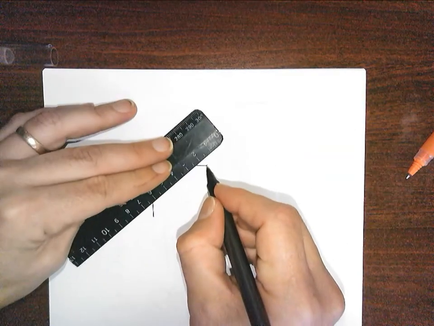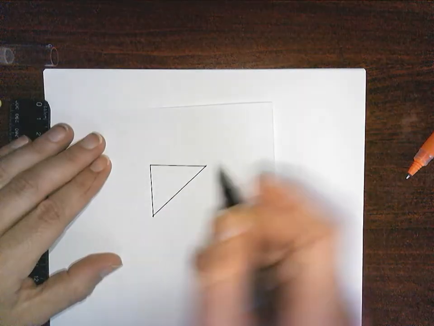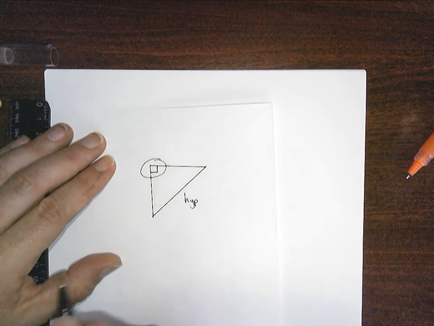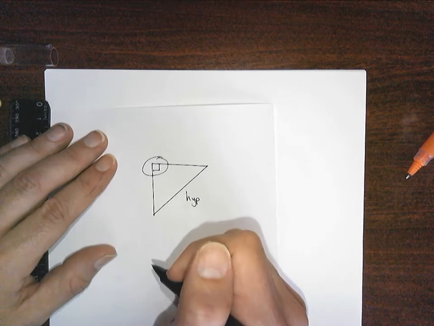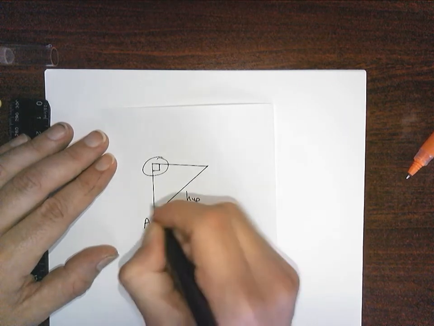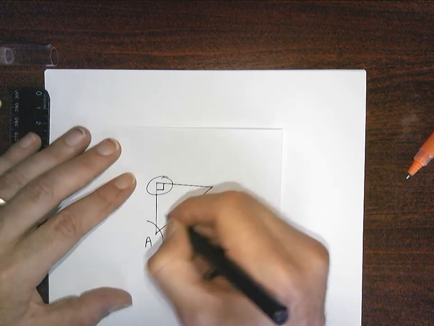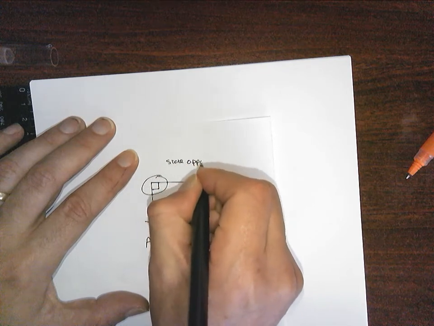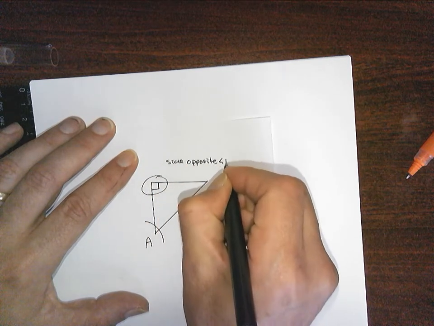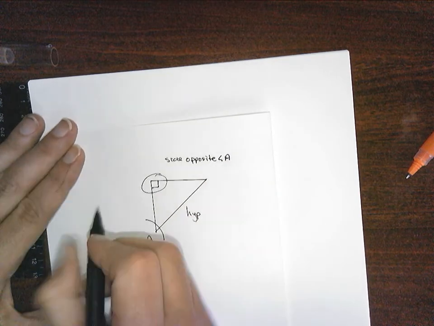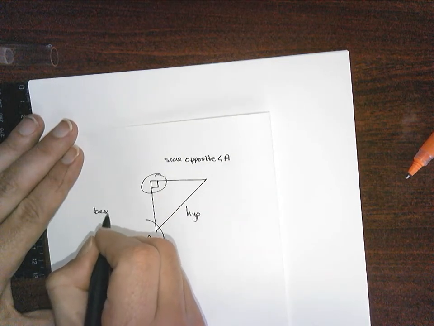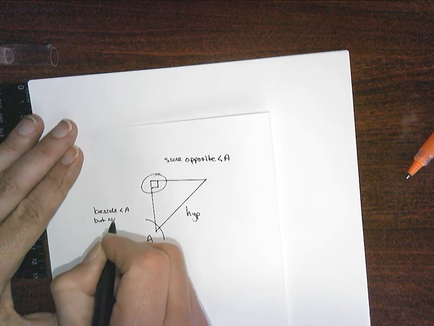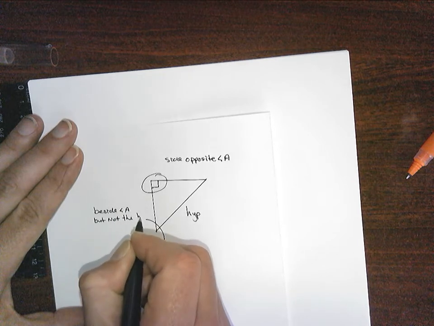Okay, now when we're talking about a right triangle, it's important that we understand that the legs of the triangle can have different names depending on the angle that we are referring to. There's my 90, there's my hypotenuse. It never changes. My hypotenuse is opposite the 90. However, if I'm going to call this angle A, then this side over here would be the side opposite angle A. And this side over here would be the side beside angle A, but not the hypotenuse.